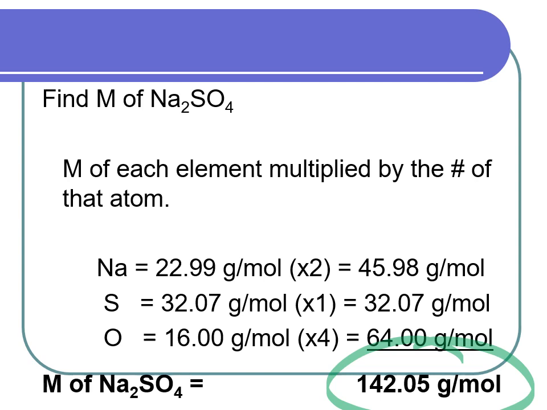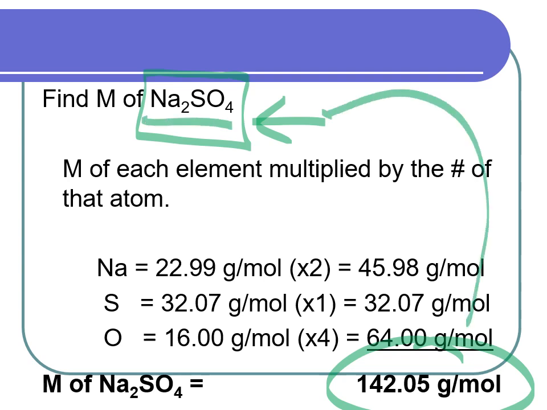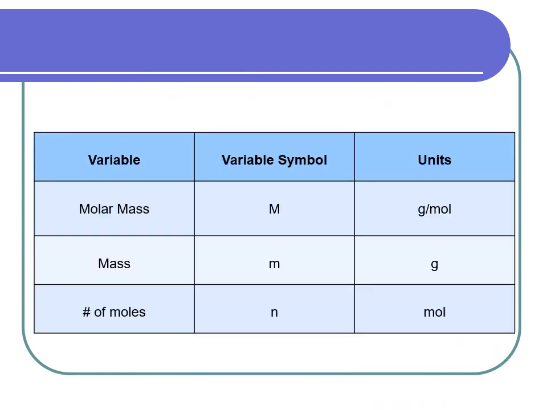Realize in terms of the entities we're talking about here, this is an ionic compound, so this is the lowest whole number ratio of the ions. So we would say that you have 6.022 times 10 to the 23 formula units of sodium sulfate. This is not an atom, it is not a molecule, it is a formula unit. It is the lowest whole number ratio of the ions in the compound, and so we would say there are 6.022 times 10 to the 23 formula units of sodium sulfate, and if you had that many of them, they would weigh 142.05 grams per mole.